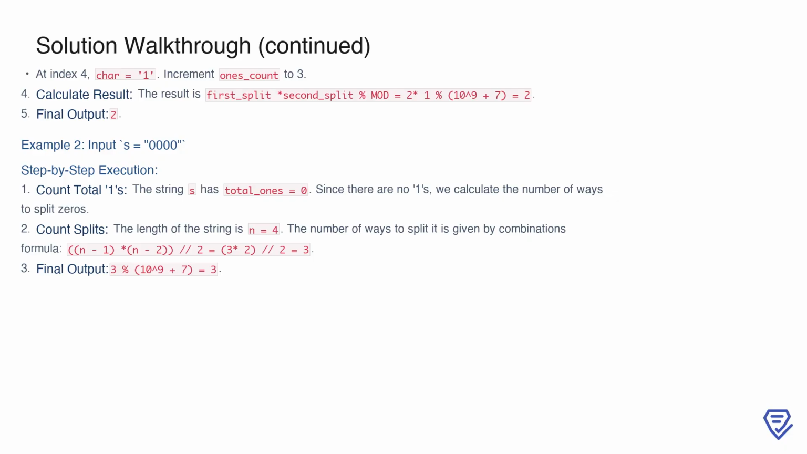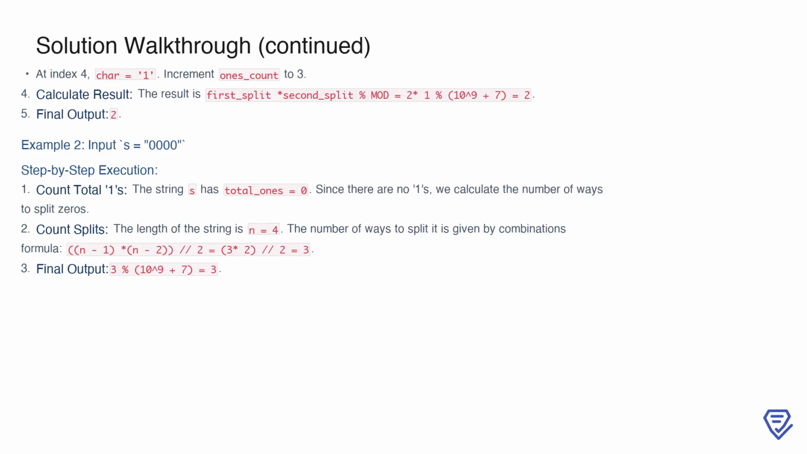Now, to calculate the result, we multiply the number of valid split points after the first part, first_split, by the number of valid split points after the second part, second_split. Using our example, first_split is 2 and second_split is 1, so the result is 2 multiplied by 1, modulo 10 to the power of 9 plus 7. This gives us an output of 2.